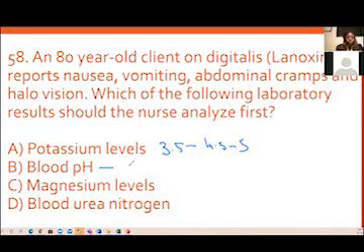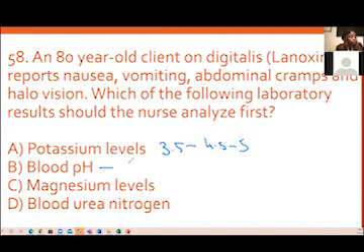As the pH goes up, everything goes up, except for potassium. If the pH goes down, everything goes down, except for potassium. Okay, so let me ask you, what are the levels? What is the potassium? What is the blood pH level?